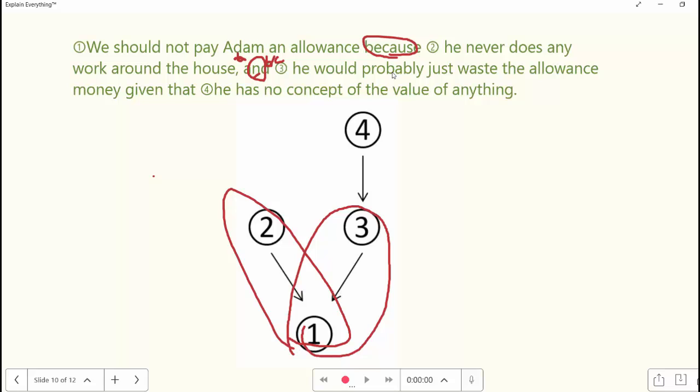The parents in turn would be wasting it by giving it to this child, presumably a child, because he has no concept of the value of anything. And the fact that you have no concept of the value of anything is what suggests that you're going to waste the allowance money, because you won't put the appropriate value on it, and you'll buy things that you shouldn't, right? So 4 is supposed to tell us that 3 is true, and then 3 is supposed to tell us that 1 is true, and 2 is also supposed to tell us that 1 is true. And the reason why these aren't, let me get rid of some of these circles.